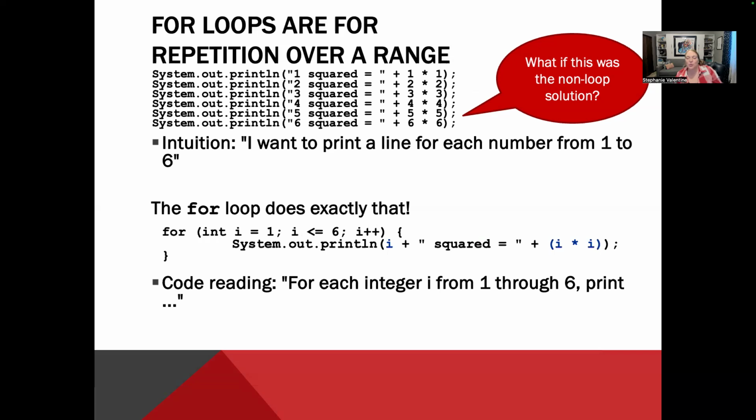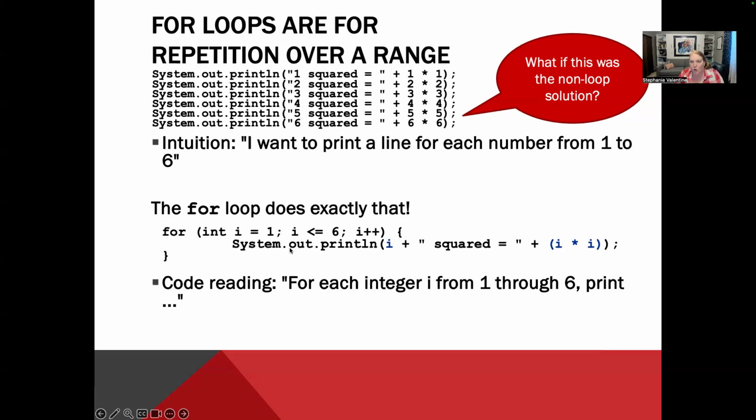Sometimes I tell you, when you're reading code, what the words are that you should say to yourself to help you read code faster. So here you would say for each integer from 1 to 6, print something. That's how you would translate this statement into sort of understandable words.